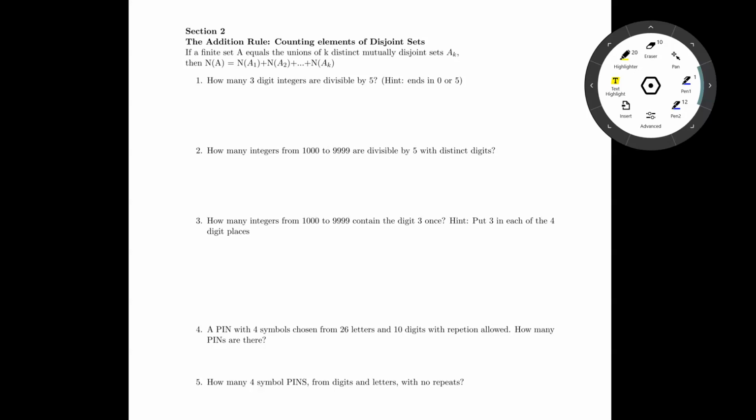Okay, so when we're counting the number of ways an event A can happen, we're going to be counting and adding together all the different ways it could possibly happen. So let me start with examples of 3-digit integers that are divisible by 5. So I've got ends in 0, or ends in 5. Okay, so 3-digit integers.